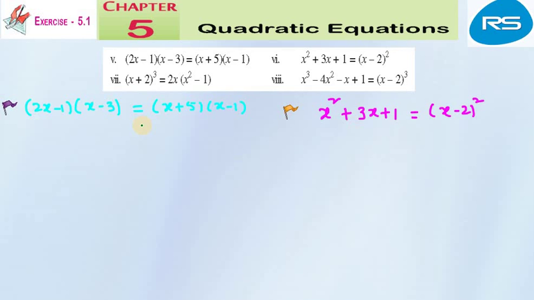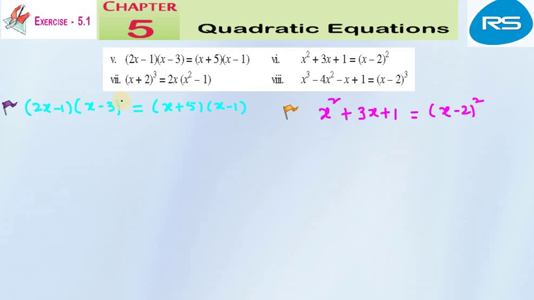We are in quadratic equations. Exercise number 1, question number 1. We already did 4 questions. Now we are moving further. We have a total of 8 questions and we are checking whether the given equation is quadratic or not.